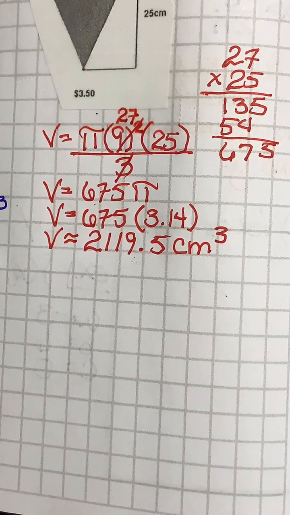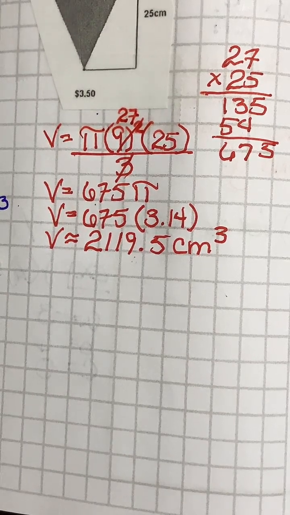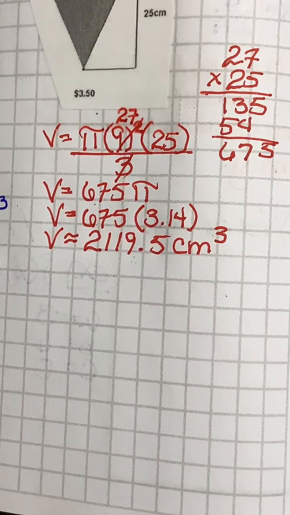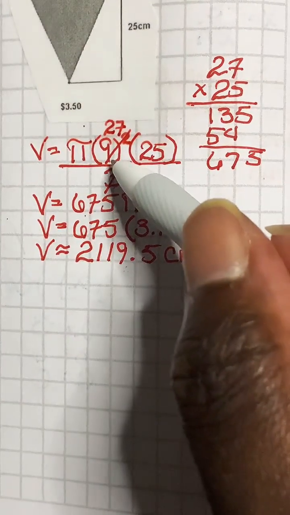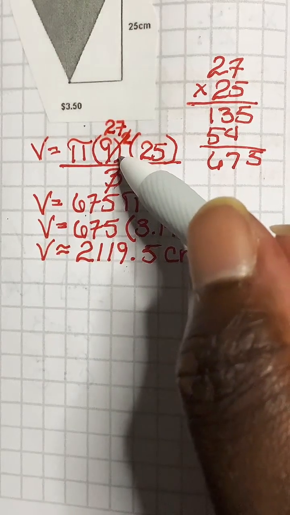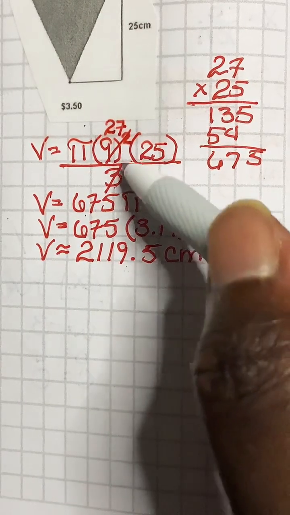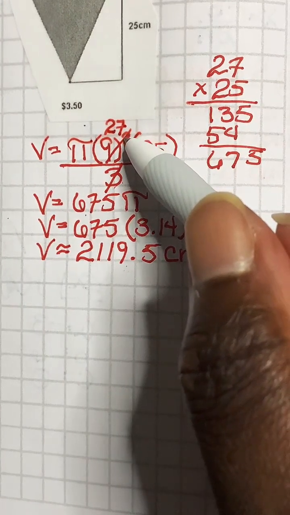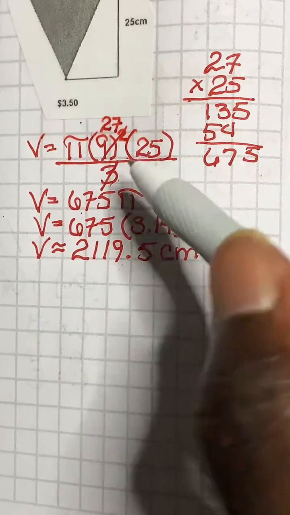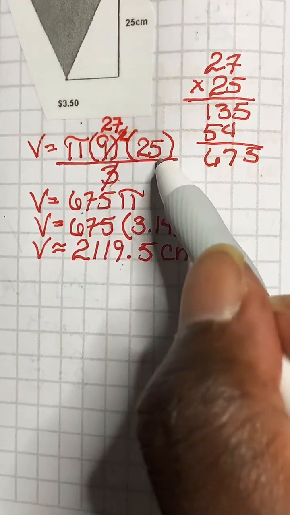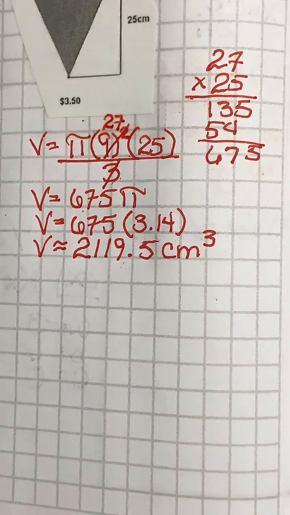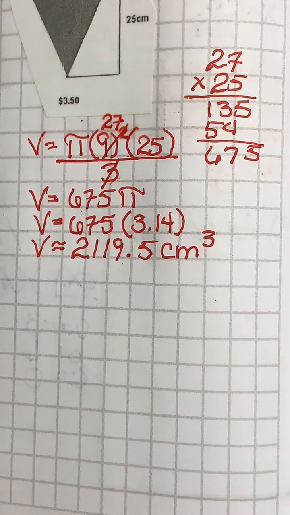So now we just need to figure out what will be the best buy. So 9 squared, 9 times 9 gives me 81. And 81 divided by 3 will give me 27. So instead of me doing 81 times 25 and then dividing by 3, I just try to simplify as best I can.